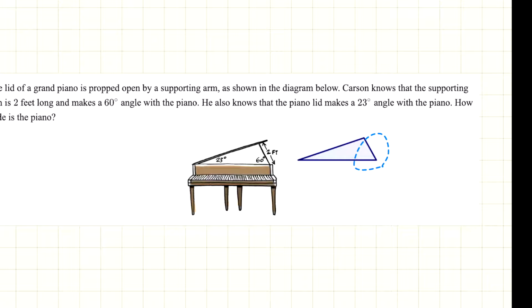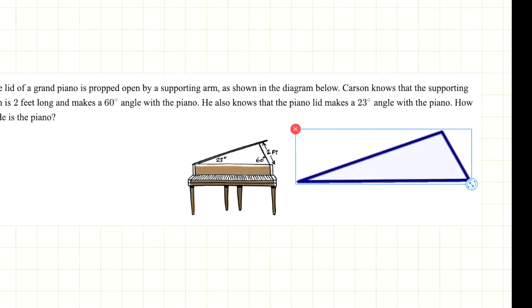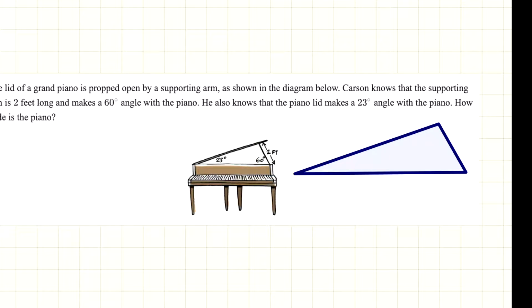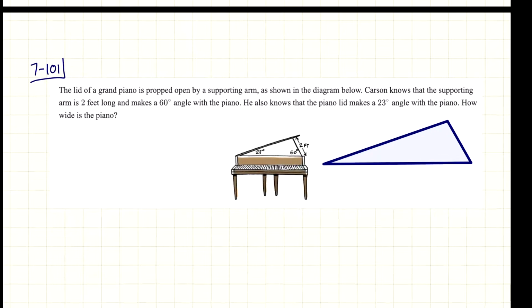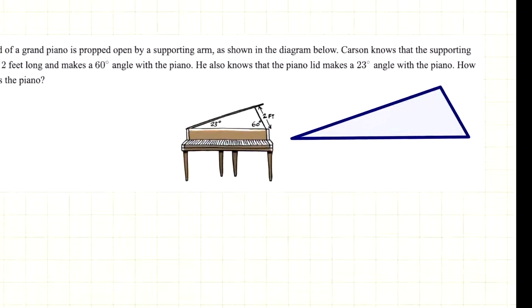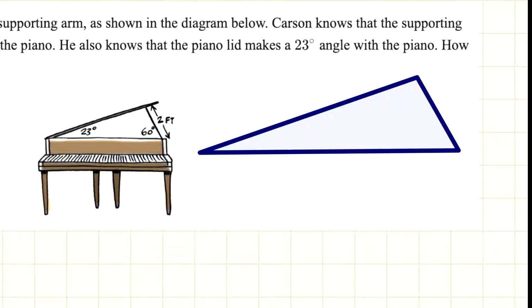Let's just make this bigger. All right, so let's look at this. We have 23 degrees, we have 60 degrees. This is 2 feet, and we want to know how many feet this is. All right, there's our problem. So we've just taken a real problem from the piano. We've focused on the triangle, and now the question is, what is x equal to?